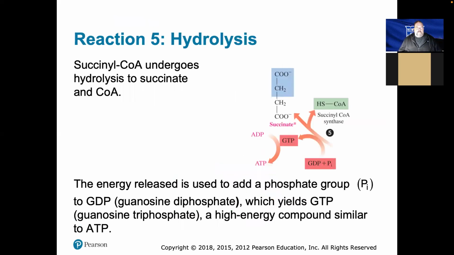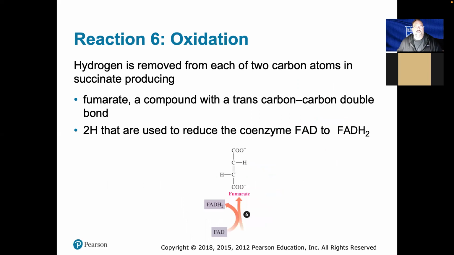Reaction 5, hydrolysis. Succinyl coenzyme A undergoes hydrolysis to succinate and coenzyme A. The energy release is used to add a phosphate group to GDP, which is known as guanosine diphosphate, which yields GTP, guanosine triphosphate, a high energy compound similar to ATP. Reaction 6, oxidation. Hydrogen is removed from each of the 2 carbon atoms of succinate, producing fumarate, a compound with a trans carbon-to-carbon double bond. The 2 hydrogens are used to reduce the coenzyme FAD to FADH2.